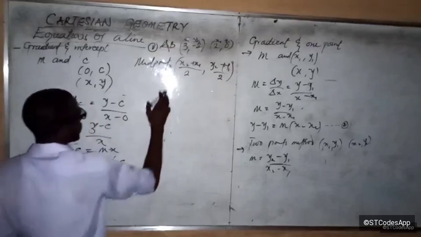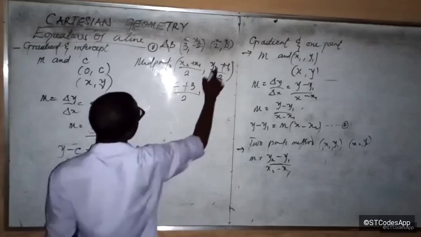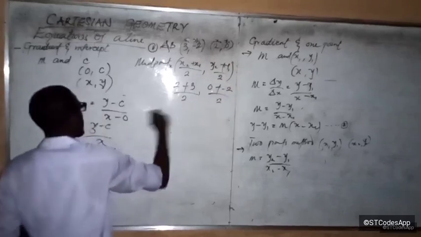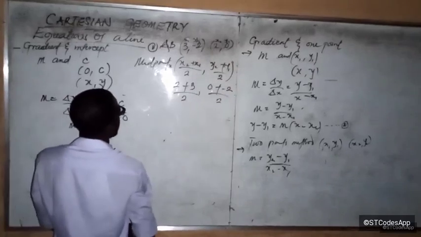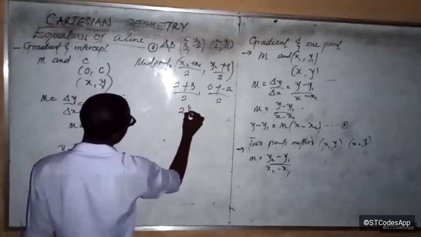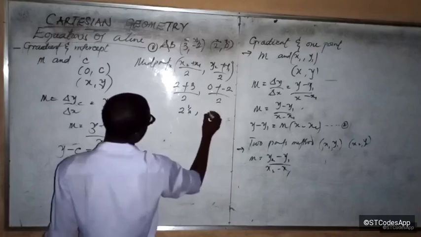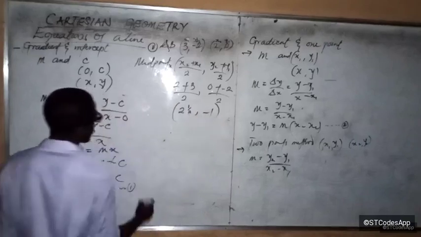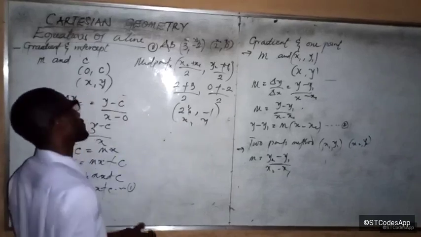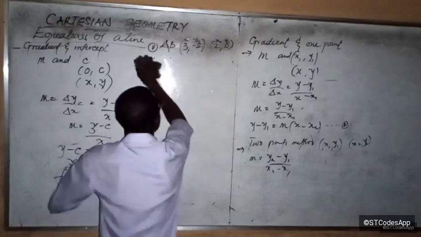So what do we have here? We have x2, which is 2, plus x1, 3, over 2, comma, y2, which is 0, plus minus 2, over 2. And here we're going to have 5 over 2, which is 2.5, anywhere you want to put it, comma, minus 2 over 2, that is minus 1. So this is our midpoint, our x value and our y value of the midpoint. Is that okay?